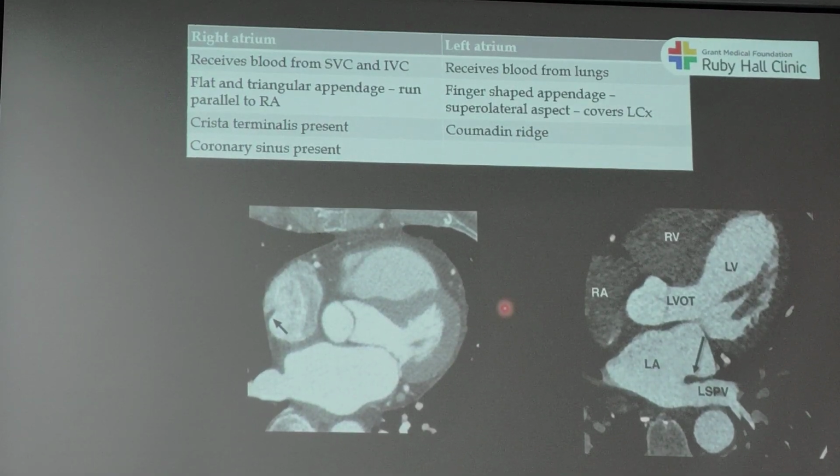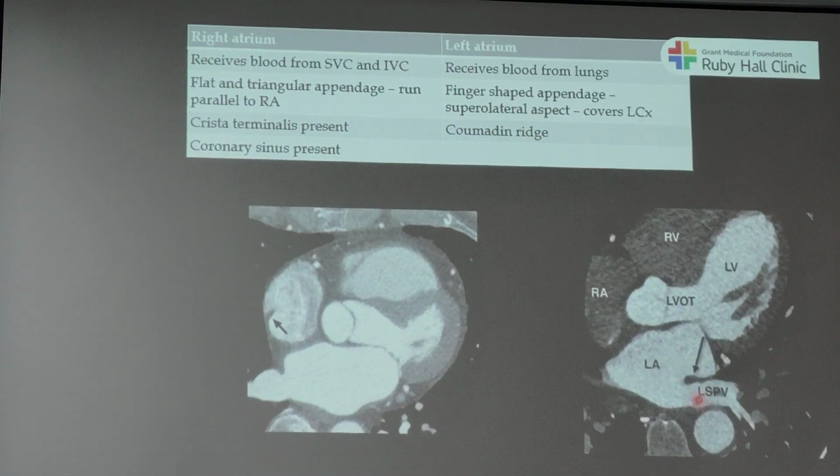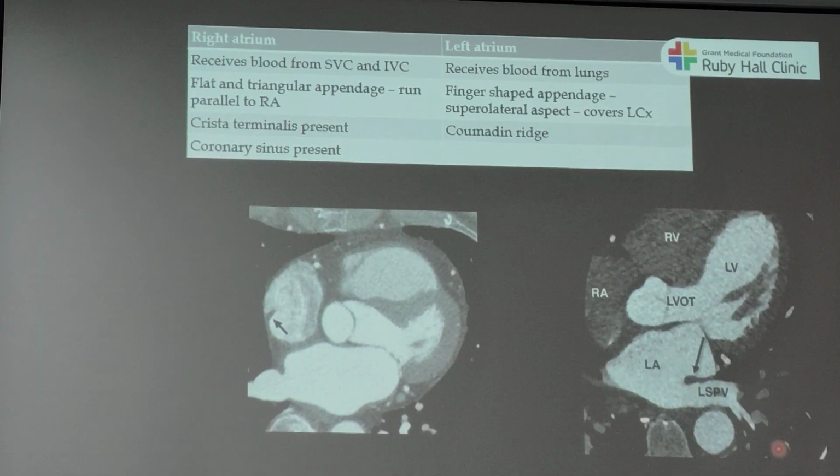Okay. Similarly, in the left atrium, there is the Coumadin ridge, which is again a fold of tissue. It's an embryological remnant in the left atrium, which is adjacent to the left superior pulmonary vein. Can you see the fold of tissue over there? Again, it should not be confused with any mass lesion or thrombus in here.